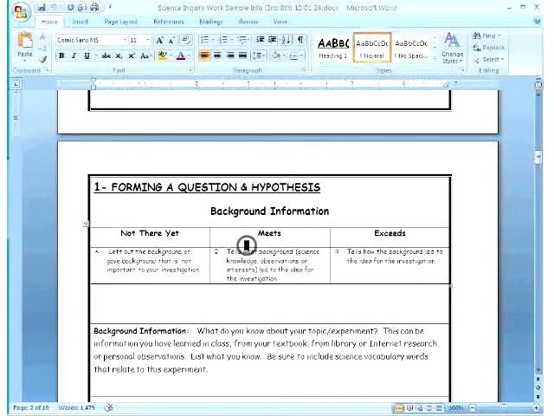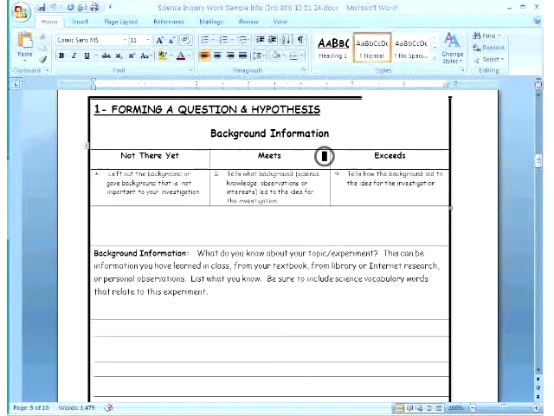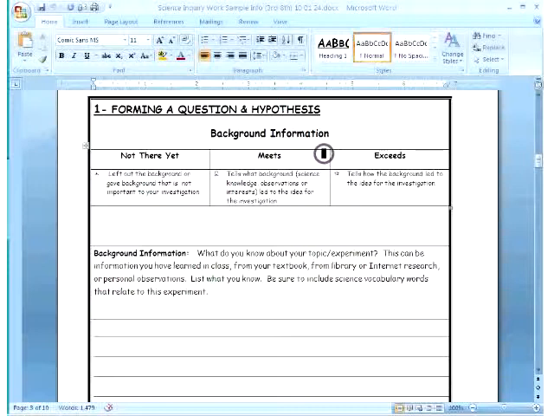All right, so the first part of the investigation is forming a question or a hypothesis. And this part here is basically where you give your background information. So the students explain what they already know about their topic, why they chose it. It could be information they learned in class, or from a textbook that sparked their interest. And then, it's really a good idea to use some science vocabulary words that relate to this experiment.